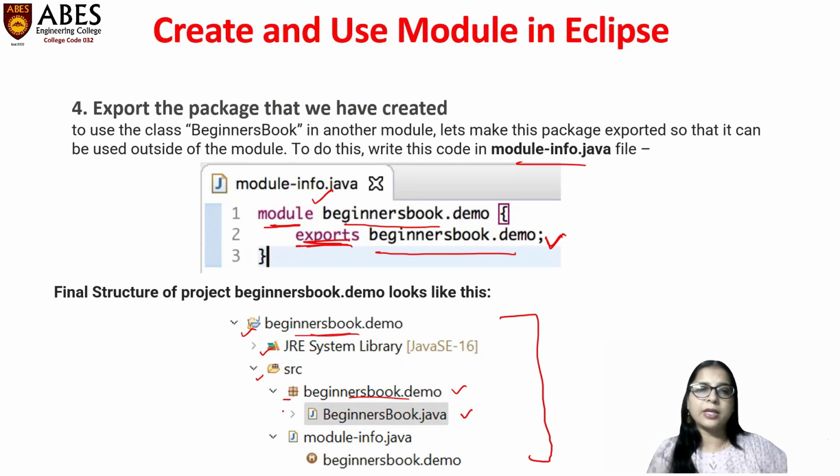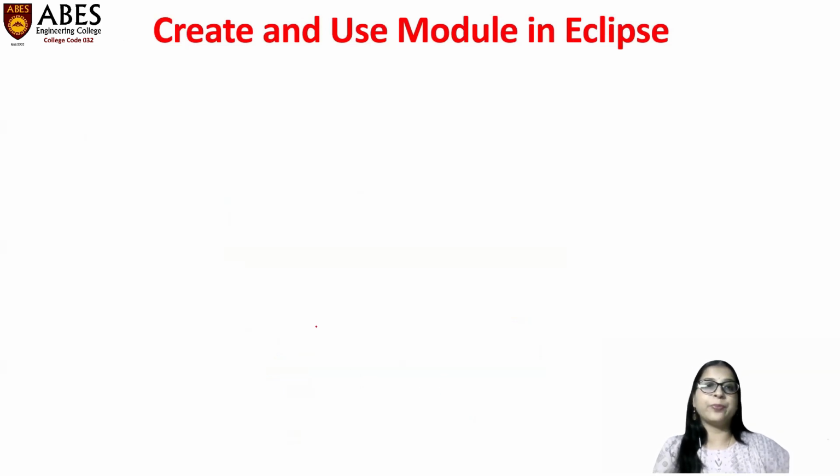And in the same source folder, you have to create module-info.java. By default, it is already created. Whenever you create a project, it is always there. So you just have to open it and write this code within it, right? Write this code to make this beginnersbook.demo package exportable.